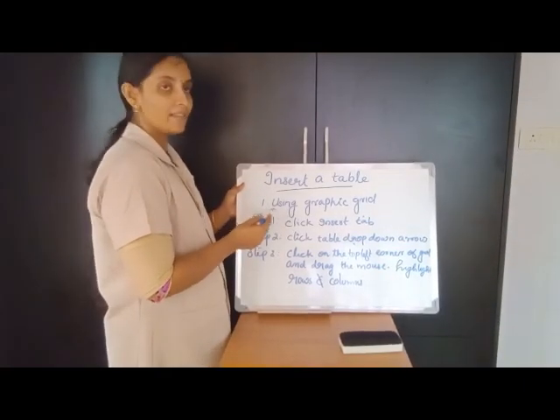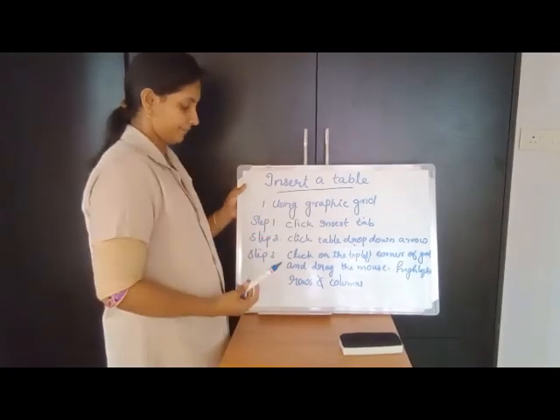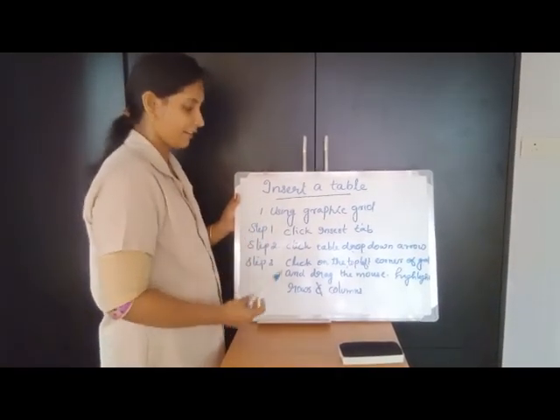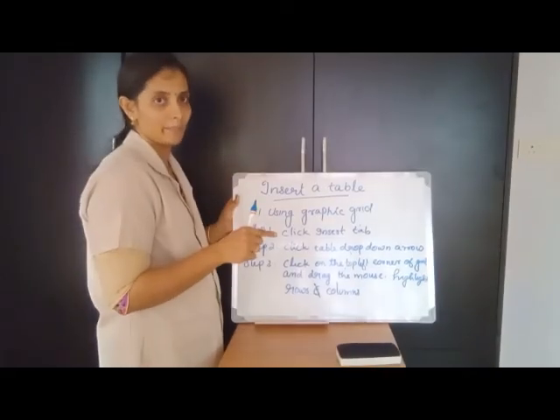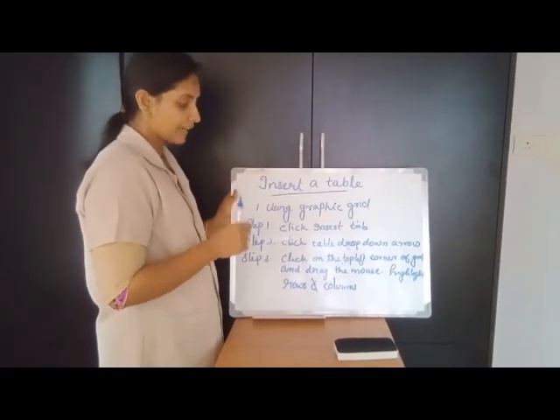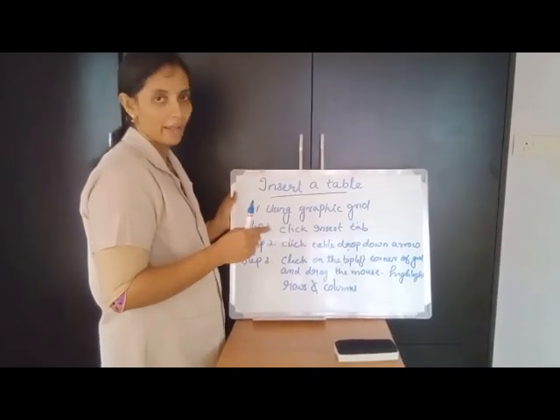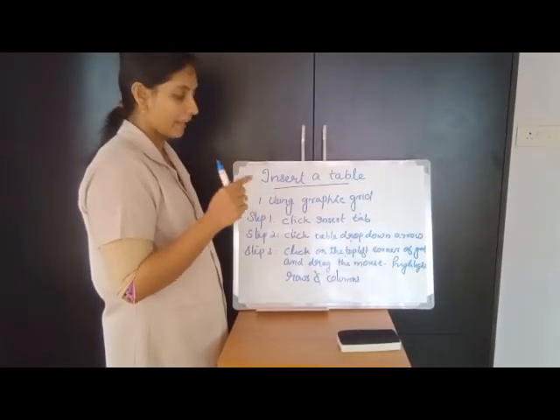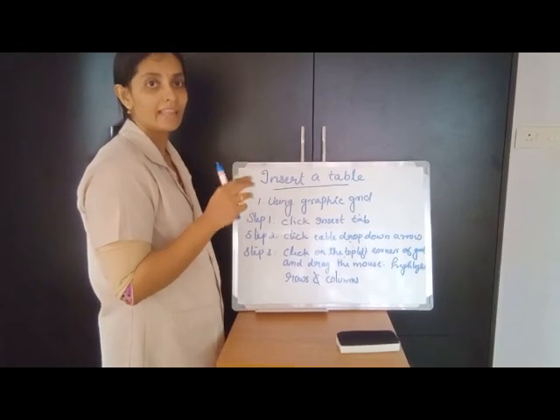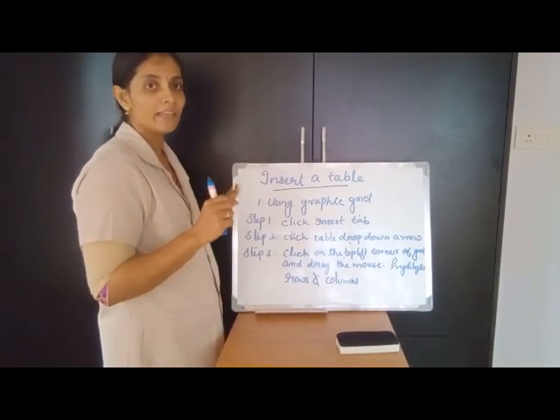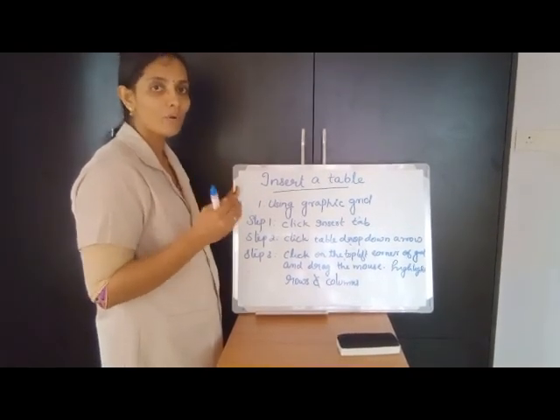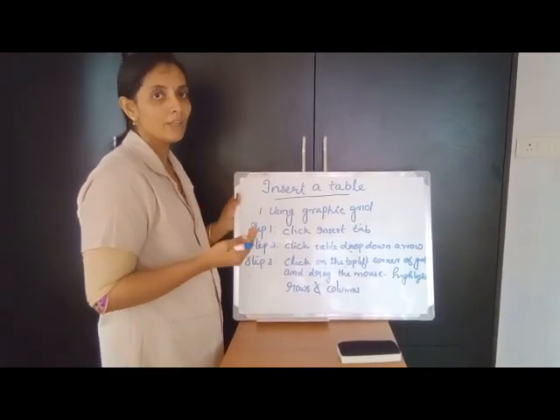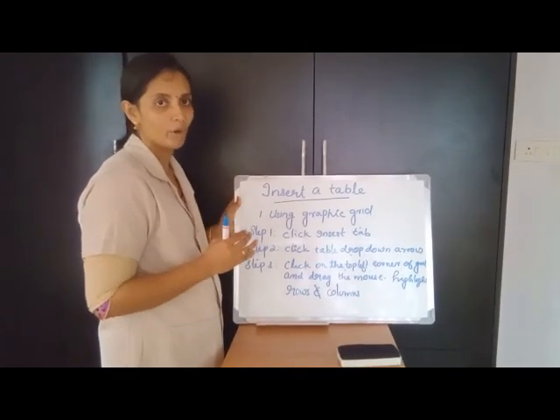The first method is using a graphic grid. There are three steps. Step 1, click the Insert tab. Step 2, click the Table drop-down arrow. Step 3, click on the top left corner of the grid and then drag the mouse. Then highlight the number of rows and columns that you want in a table. Then you can get a table in the document.